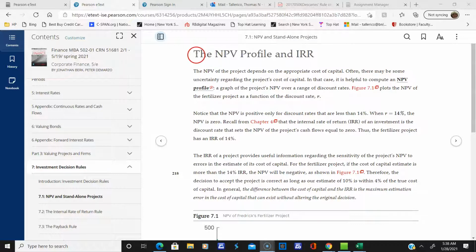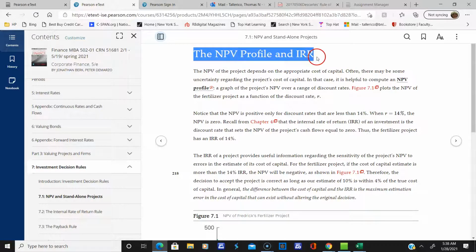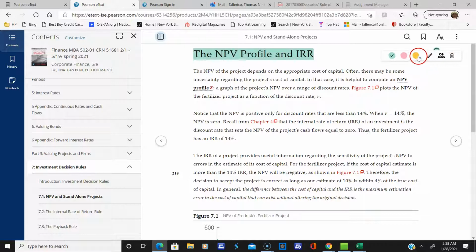And they tie together net present value and the internal rate of return here. So the net present value of the project depends on the appropriate cost of capital. And of course, you always have to determine what your cost of capital is, and you have to make your best guess. So one graphs the net present value profile, which is the net present value for different costs of capital, or different discount rates.